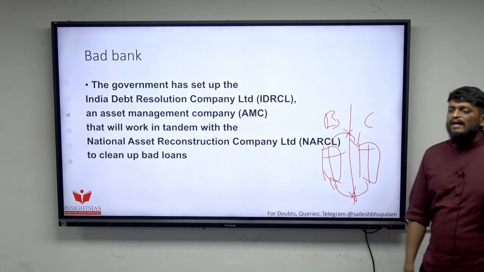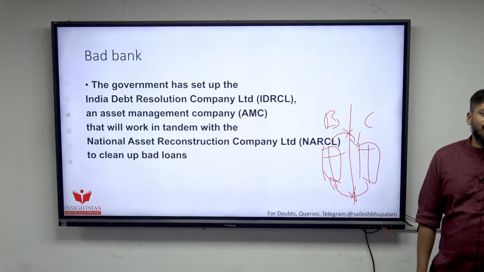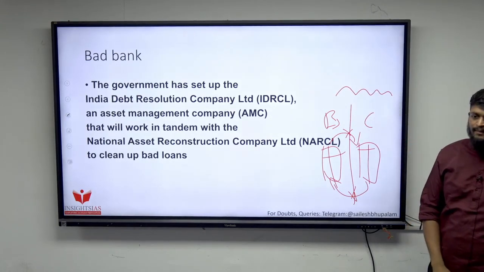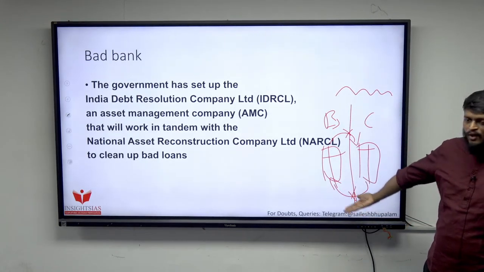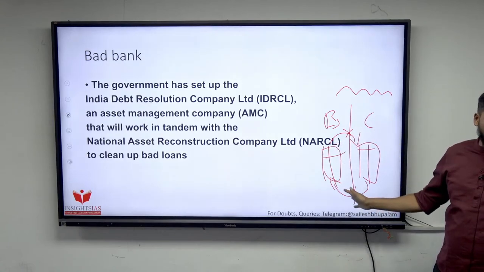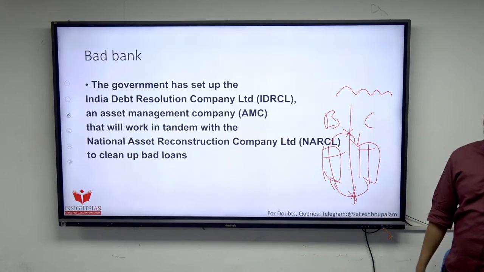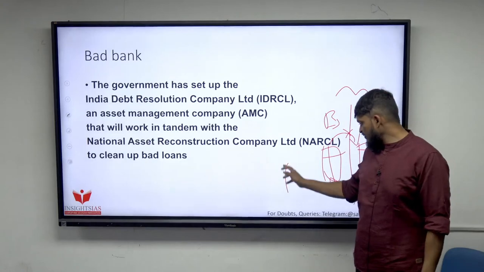To resolve this twin balance sheet syndrome, we tried a lot of things, but none of them worked because consistently some type of recession kept happening in the economy. So NPAs kept on accumulating in the banks, and whatever we did, it was not possible to resolve this. At this point we realized that something extraordinary needs to be done, and our proposal was to set up a bad bank. What exactly will the bad bank do?